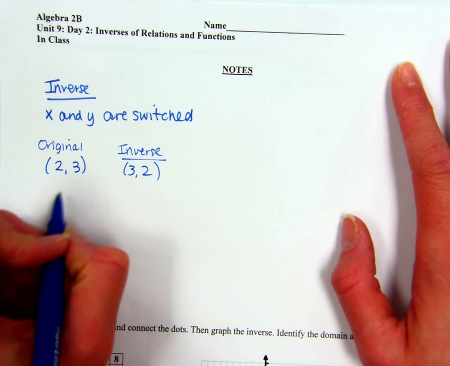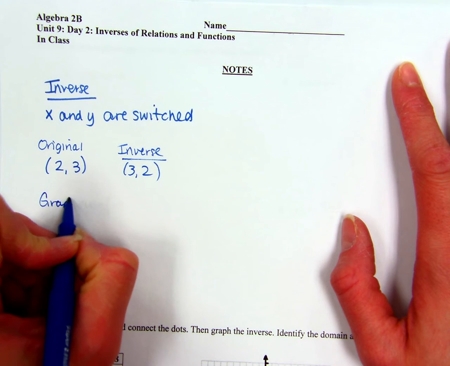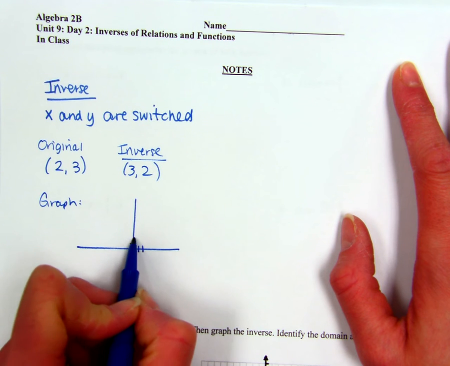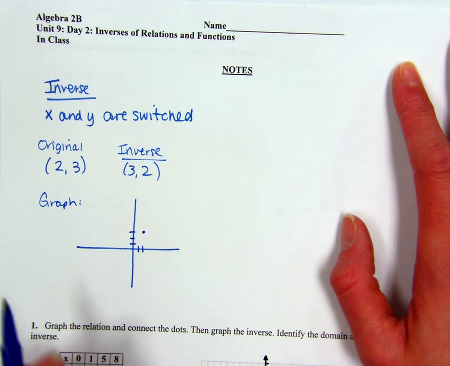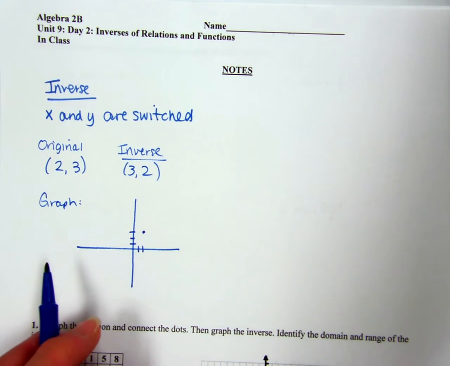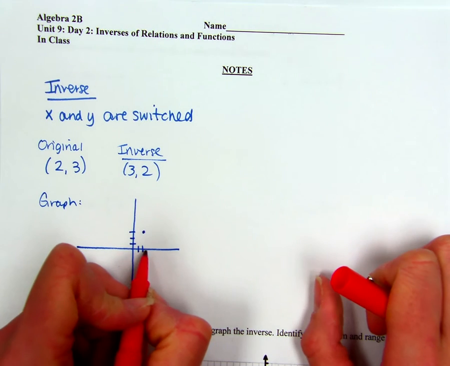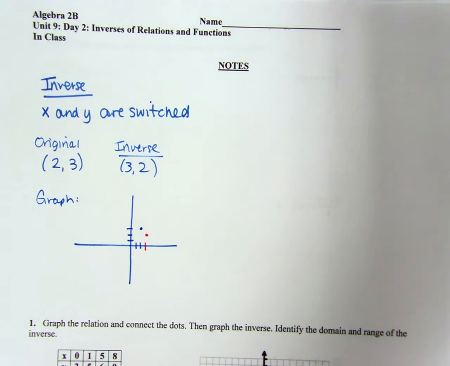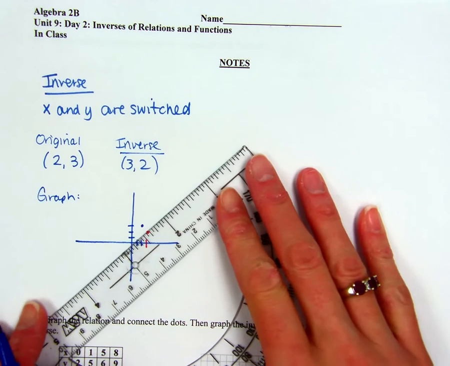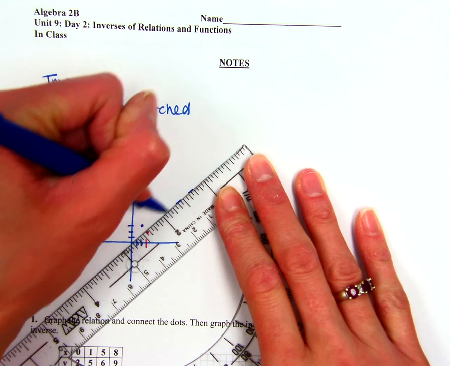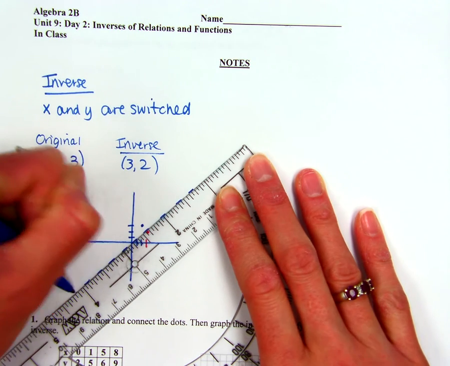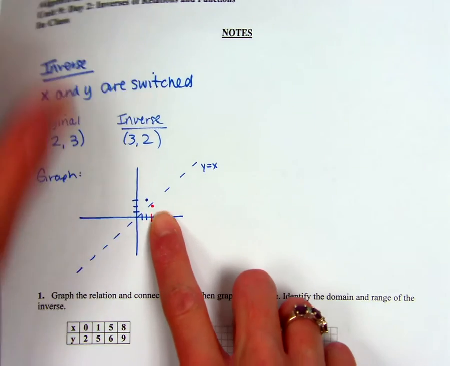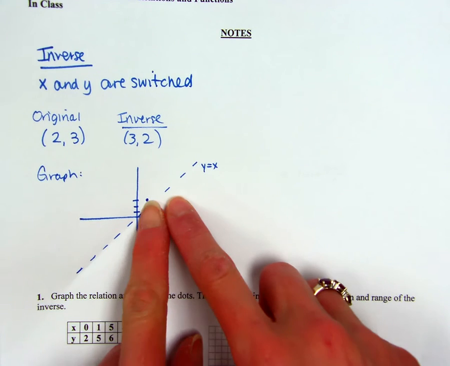If I were to graph them, I could graph the original point at 2, 3. That would be the original point, and my inverse would be at 3, 2, over here. The interesting thing about inverses compared to original functions is that if you graph the line y equals x, which is the diagonal line that goes right through the origin, I could fold my paper over on that diagonal line, and this point would land on top of this point.